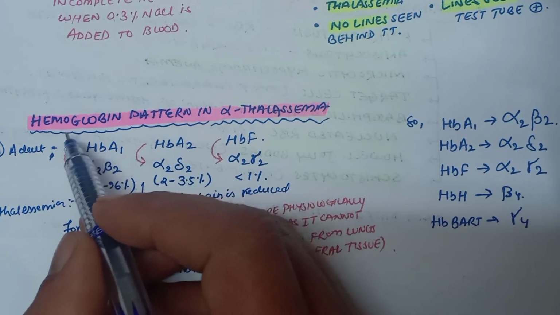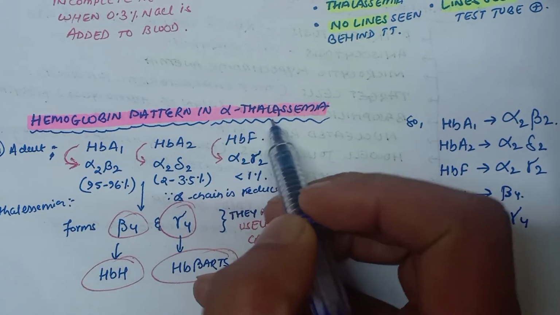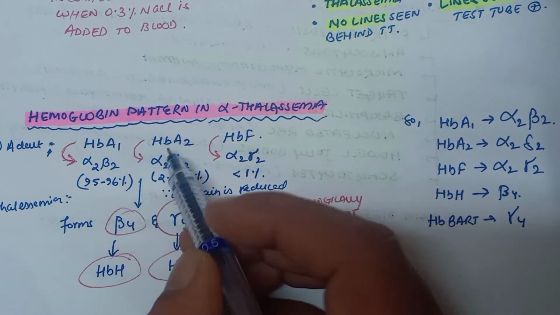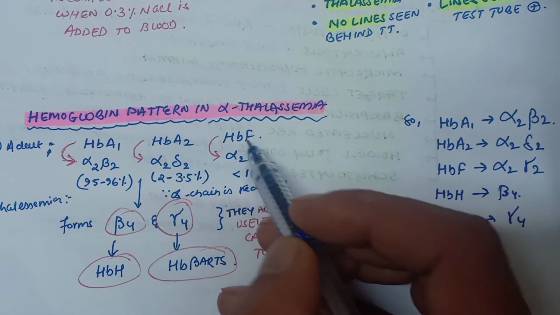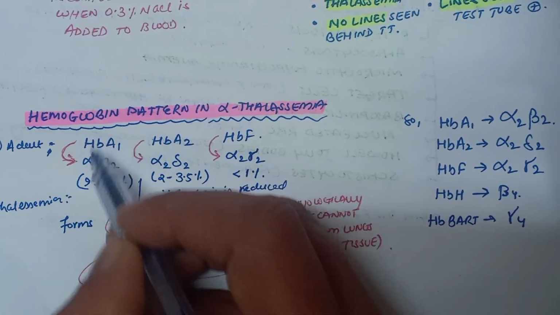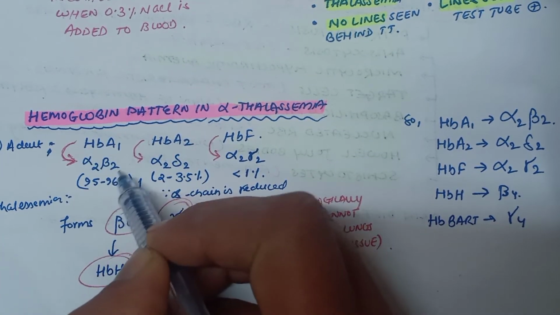Now we will talk about hemoglobin pattern in alpha thalassemia. A normal adult will have HbA1, HbA2 and HbF. So HbA1 will have alpha 2 and beta 2.